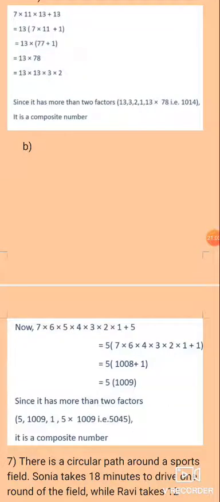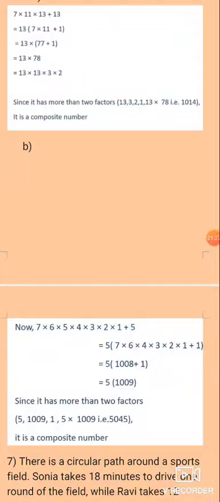1009. So since it has more than 2 factors, no need of finding the product of all these. Just put into 1: 5 into 1009 into 1. Okay, then into 1 means what? More than 2 factors. Since it has more than 2 factors, what can we conclude? It is a composite number.